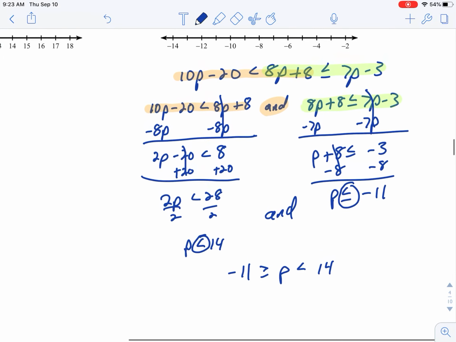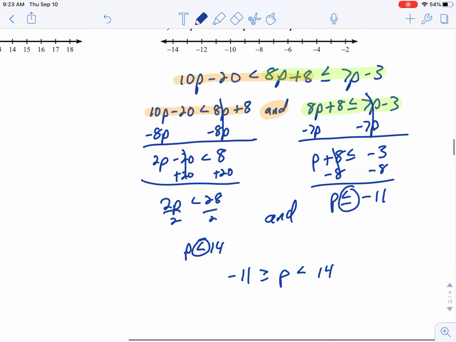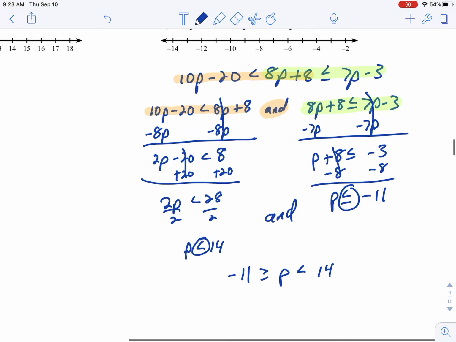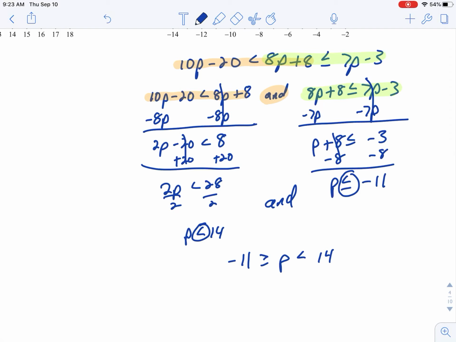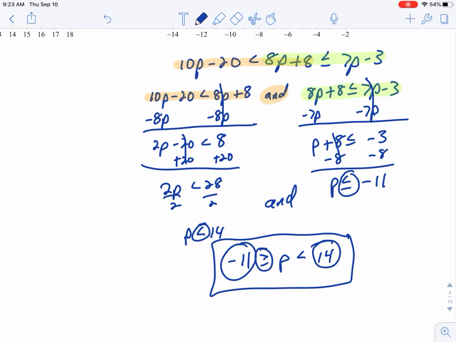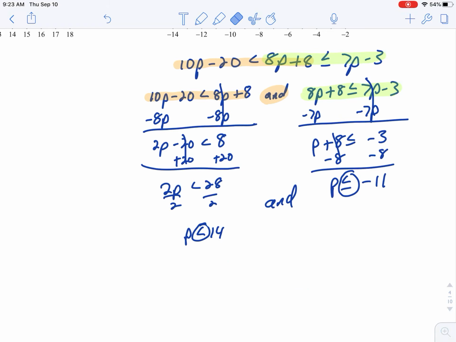Now think about that for a second. Does that make sense? Okay, is that enough time to think about it? This does not really make sense. That would be saying that negative 11 is greater than 14. So that is kind of a problem. Does that mean this is a no solution? Not necessarily. No solutions can come up in a situation like this, but usually it's where the variable completely disappears.